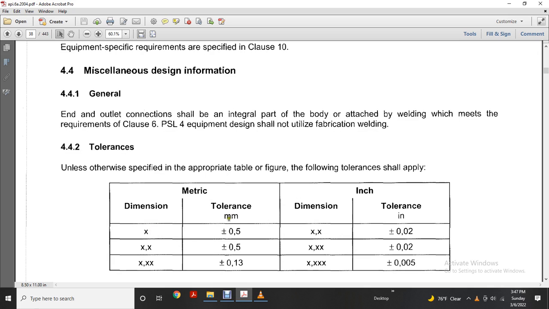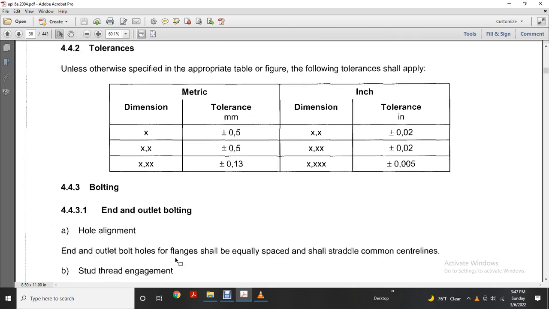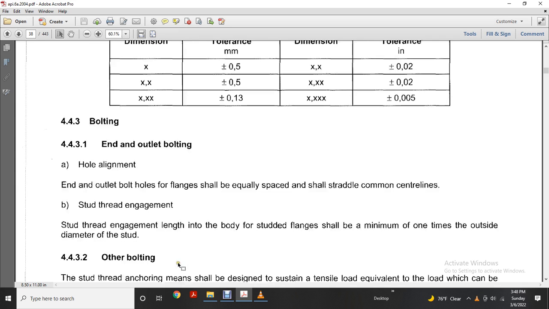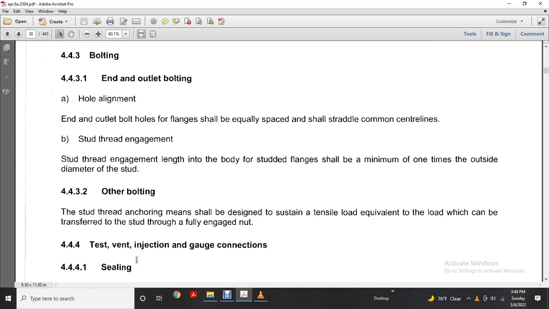Dimension X has a tolerance of plus or minus 0.02 inches, XX has a tolerance of 0.02 inches, and XXX has a tolerance of 0.005 inches. Bolt hole alignment: inlet and outlet bolt holes in flanges shall be equally spaced and shall straddle a common center line. Stud thread engagement: the thread engagement length of the body studded flanges shall be a minimum of 1 times the outside diameter of the stud. Other bolting.